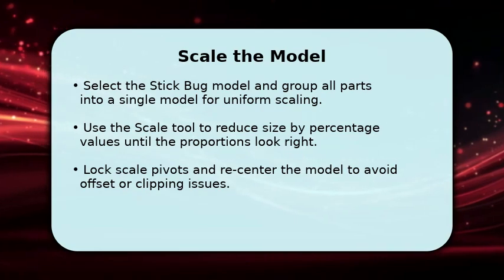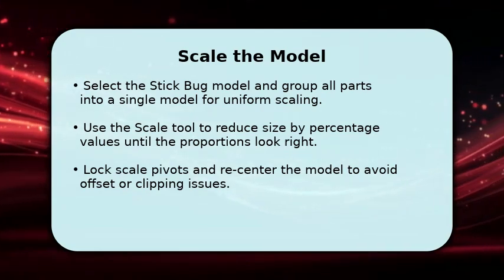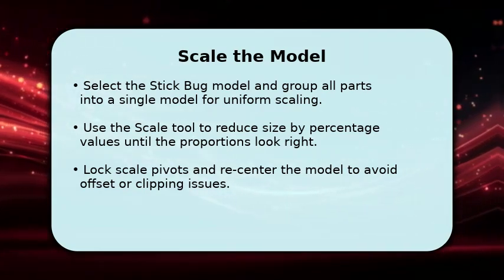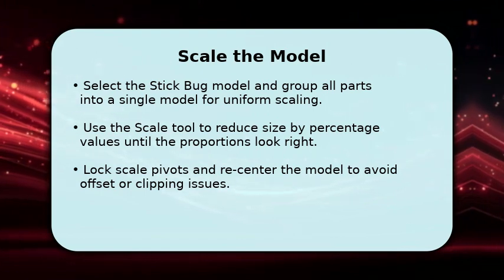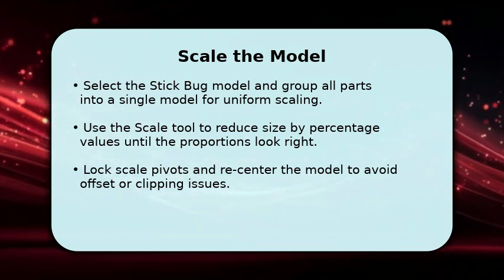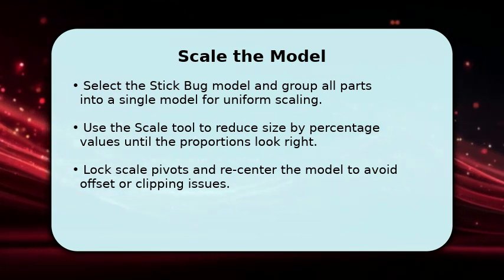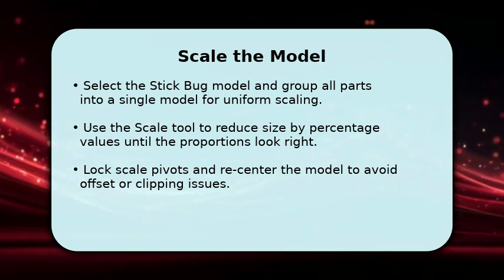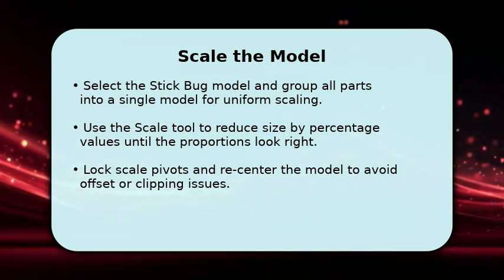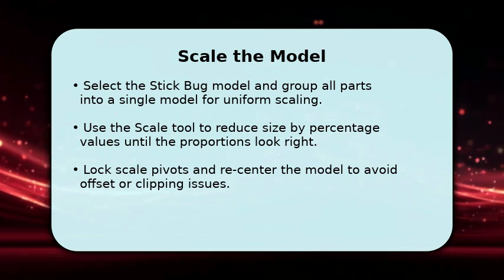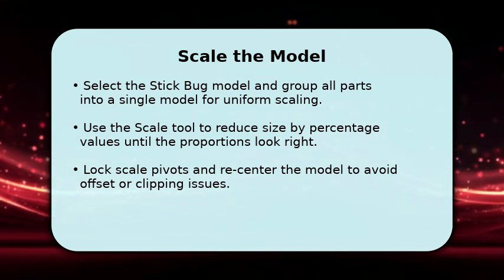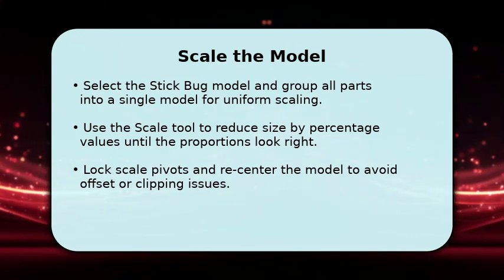Start by grouping all stick bug parts into one model and set a clear pivot point. Use the scale tool and enter precise percentages to shrink the model while keeping proportions intact. After scaling, inspect joint alignments and hit play to watch movement. If limbs clip, undo and scale by smaller increments until clean. Always save a duplicate before major changes so you can revert quickly.